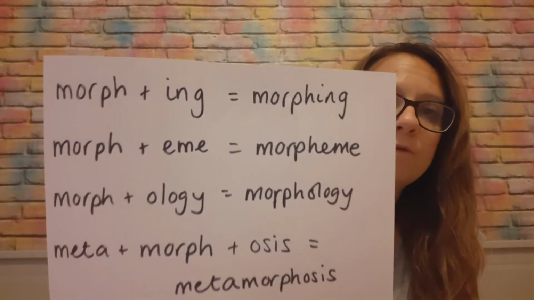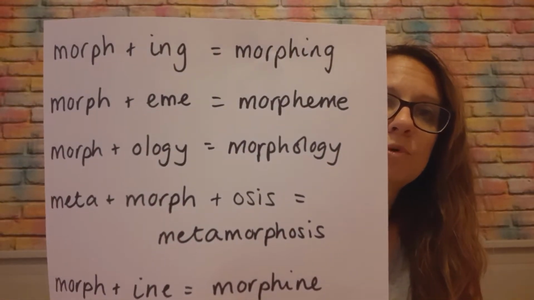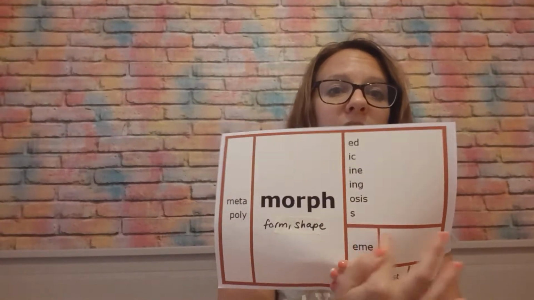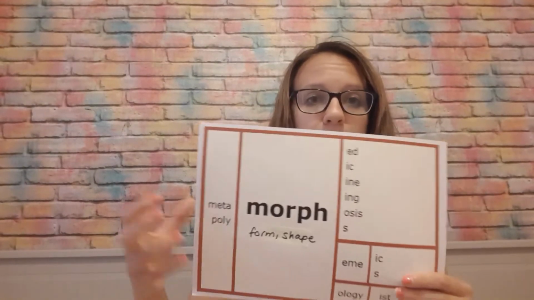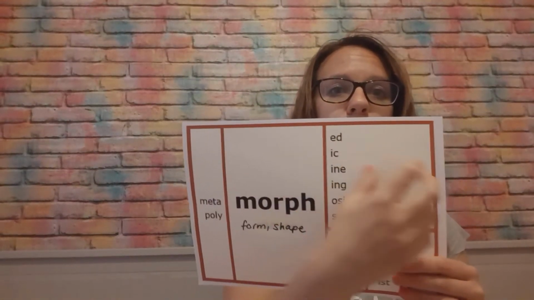So we've got morphing. I have put there a morpheme and morphology because that is what we are using to learn our spelling. So each of these are morphemes, aren't they? Because they form a word. They are all different forms of the word and each of them has a meaning. So these are all morphemes.